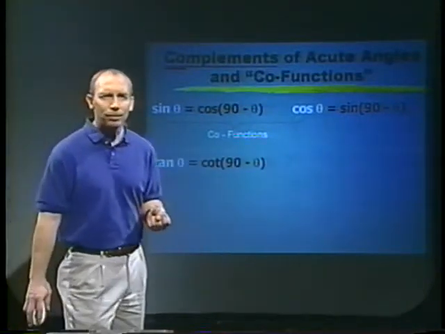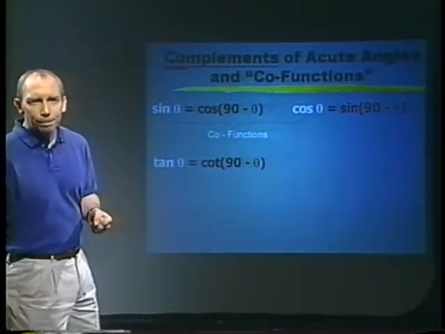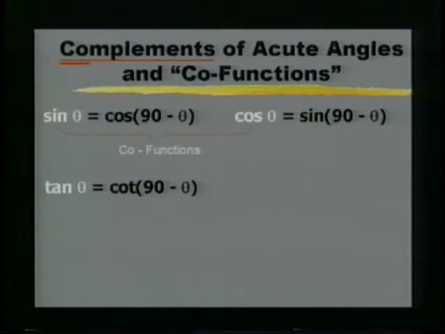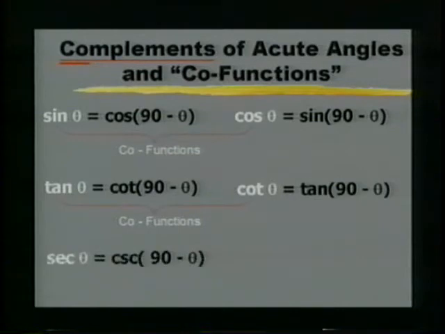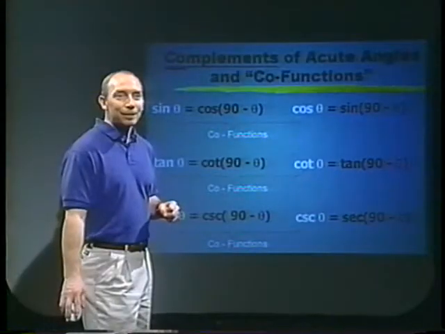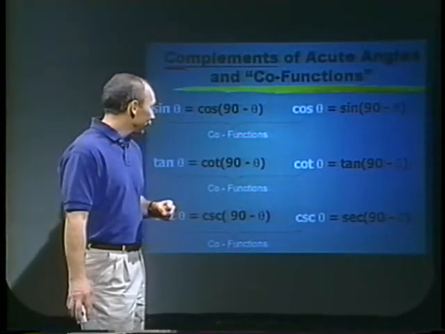What are some other co-functions? Well, the tangent is the co-function of the cotangent, and the cotangent, of course, is the co-function of the tangent. That's why we say cotangent. The secant is the cofunction of the cosecant, and the cosecant is the cofunction of the secant. That's the deal there.